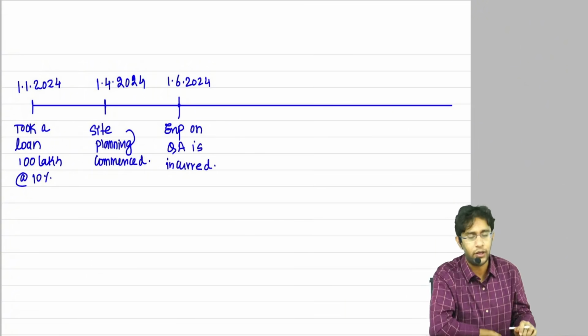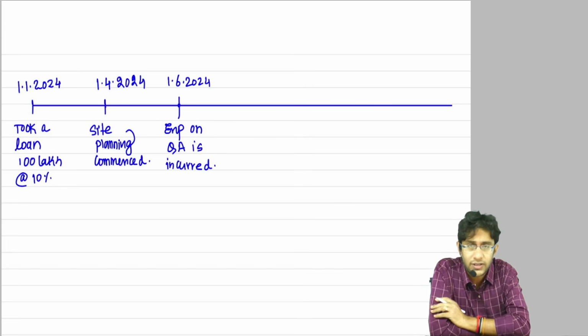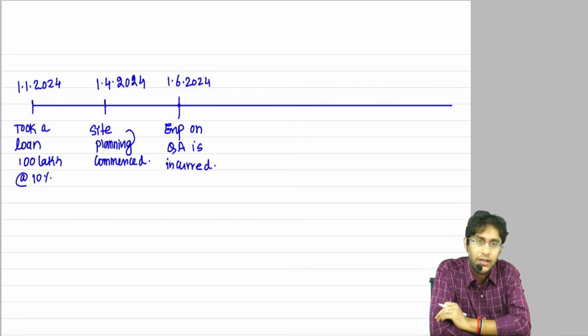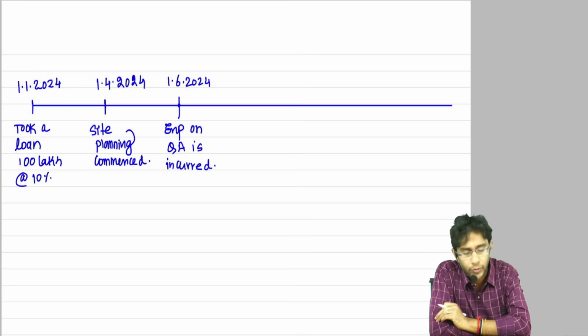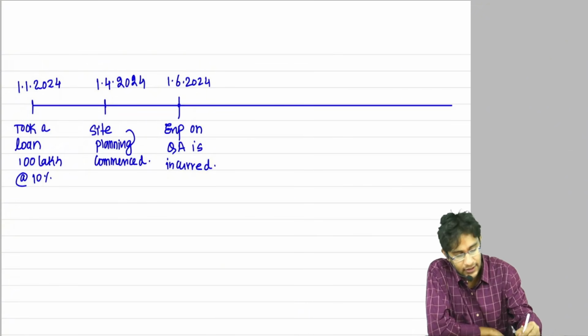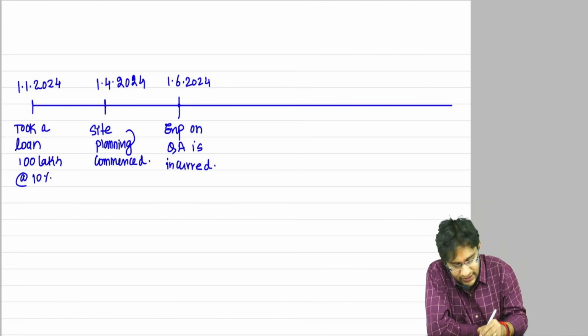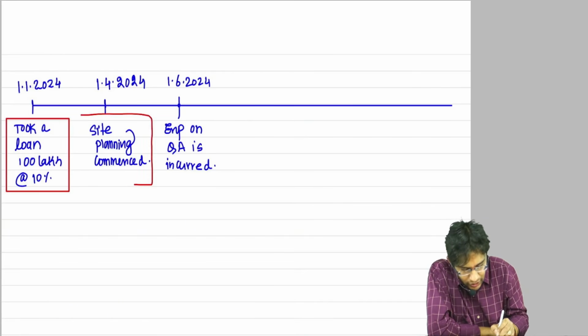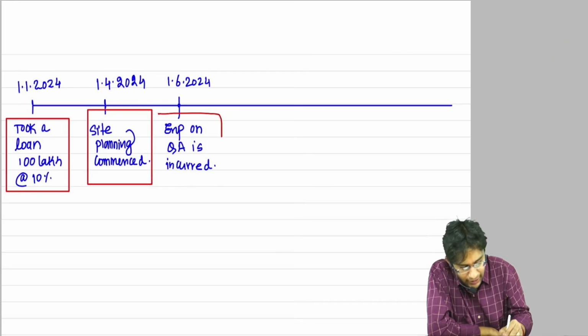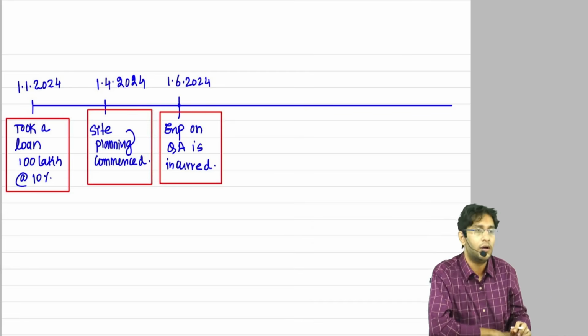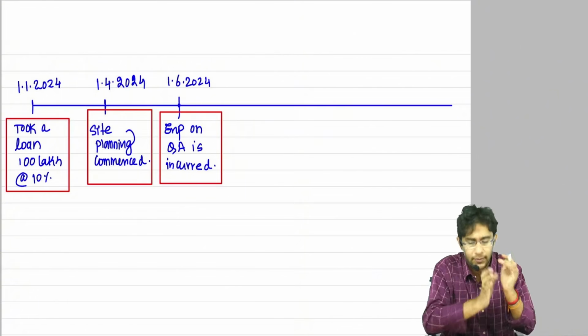Borrowing cost, interest, from which date are you incurring? 1st of January. But did the work start? No. Work started on which date? 1st April. But did you spend money here? No. When did you spend money? 1st of June. The standard says borrowing cost capitalization cannot start unless all the 3 points are satisfied. That means borrowing cost must be incurred, work should be going on, and expenditure on qualifying asset also must be incurred. All the 3 points, first time satisfied when?